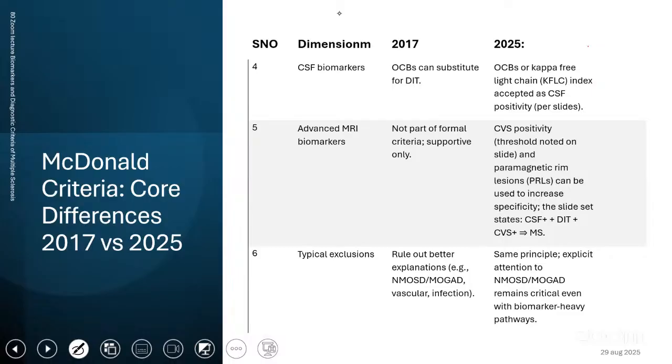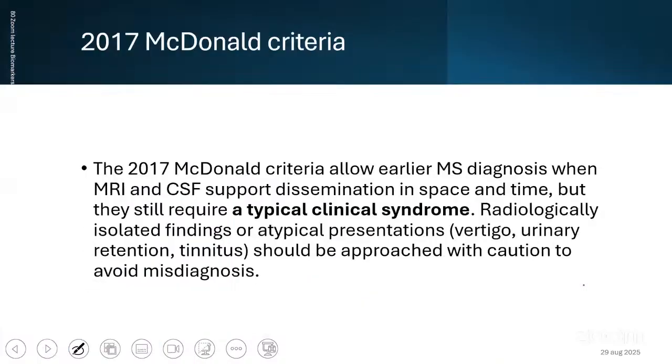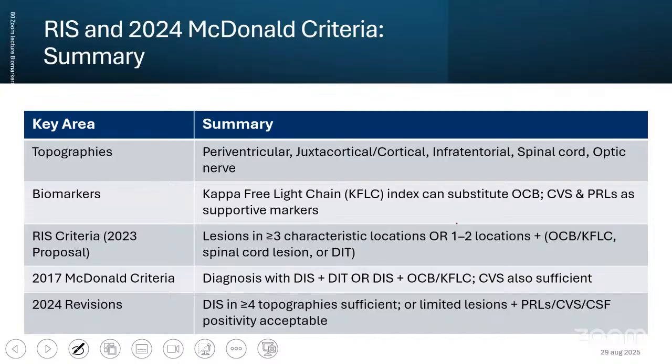Typical exclusions rule out better explanations in 2017, and the same principle applies here. Explicit attention to NMOSD and MOGAD remains critical even without biomarker-heavy pathways. So the 2017 McDonald criteria allow earlier MS diagnosis when MRI and CSF support dissemination in space and time, but they still require a typical clinical syndrome. Radiologically isolated findings or atypical presentations should be approached with caution to avoid misdiagnosis.